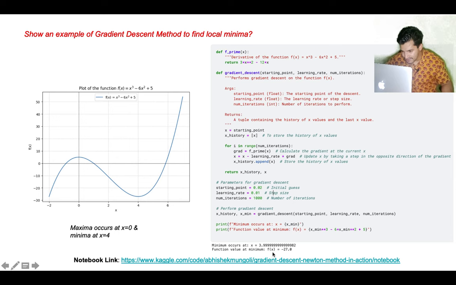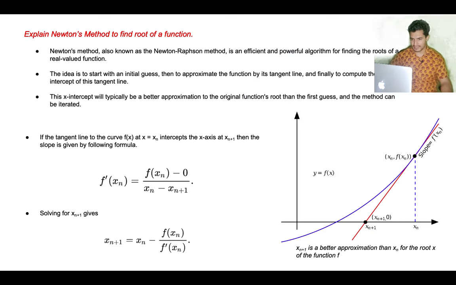So we have this function, and we have also derived its gradient, that is, the derivative of the function. This will become 3x squared minus 12x, right? So that is the gradient, and we are taking steps in the direction of the negative of the gradient, which is x is equal to x minus learning rate into gradient. So this is a notebook with which you can play as well.